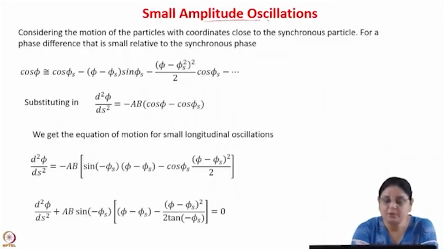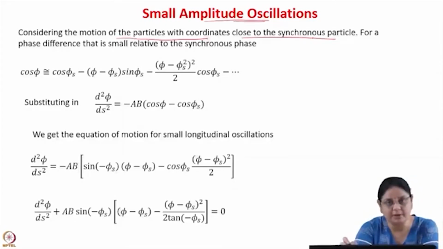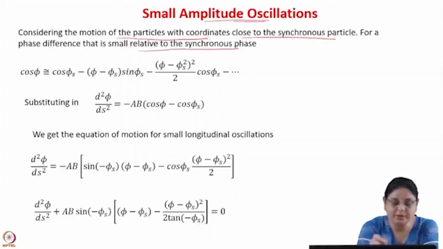Now let us consider small amplitude oscillations. We know that the particles other than the synchronous particle will oscillate about the synchronous particle if the synchronous phase is chosen between minus pi by 2 and 0. So we consider the motion of particles with coordinates close to the synchronous particle. For a phase difference that is small relative to the synchronous particle, cos phi can be expanded around phi s. So we can write cos phi as cos phi s minus (phi minus phi s) sin phi s minus, and so on.